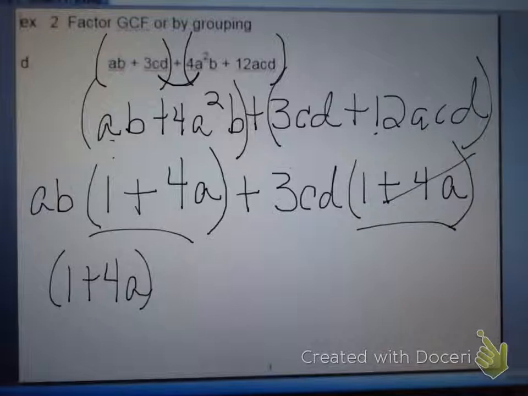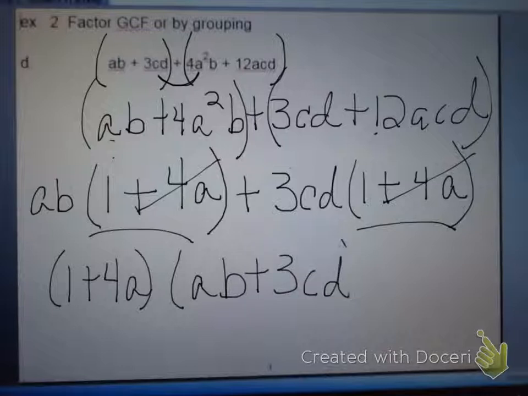They become 1, and what is left over? AB plus 3CD. And once again, I could check by doing the FOIL method.